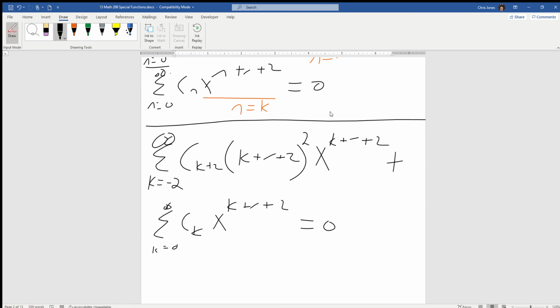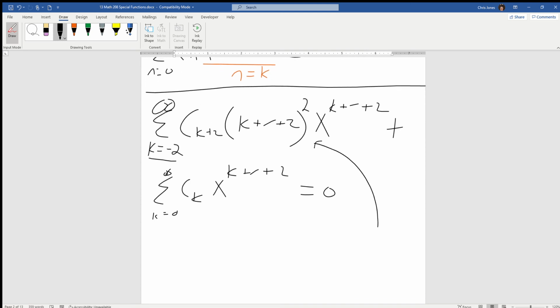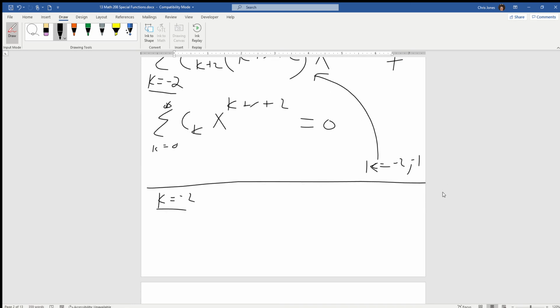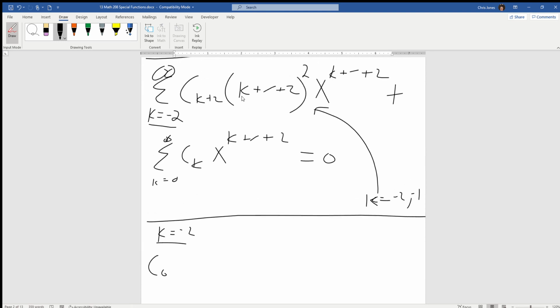And happy day, now we can finally factor out that x to the k plus r plus 2 once the index is the same. So what that means is from the first series, we are going to have to split off k equals negative 2 and negative 1. It's the same technique that we've seen a number of times. So let's split those off. When k equals negative 2, that's going to give us c sub 0. We have negative 2 plus 2, and that's just going to cancel out, so we're just left with r squared, and then we have x to the r power.